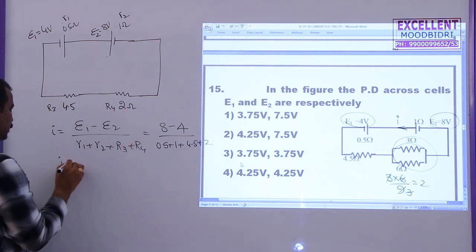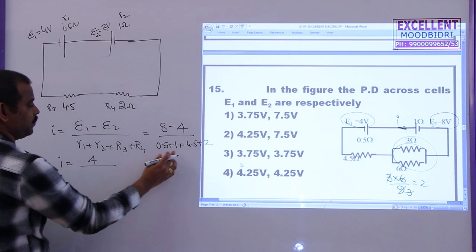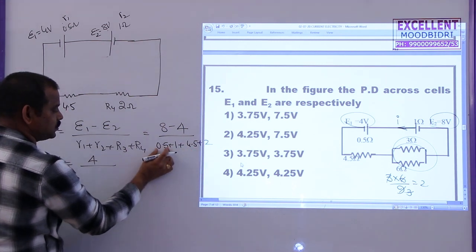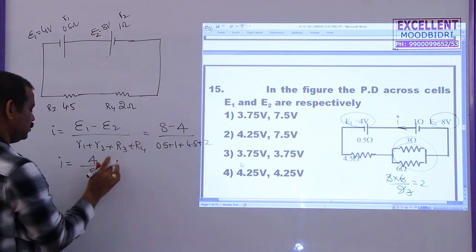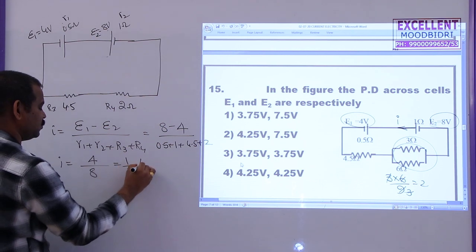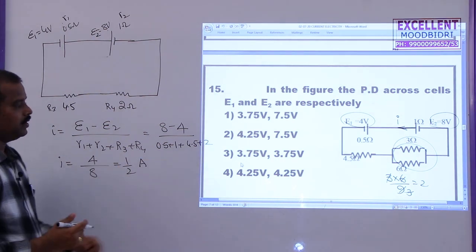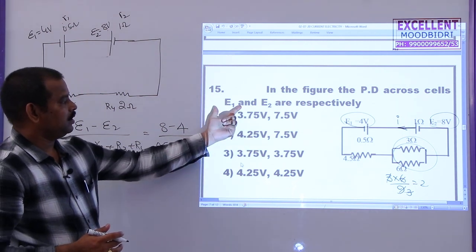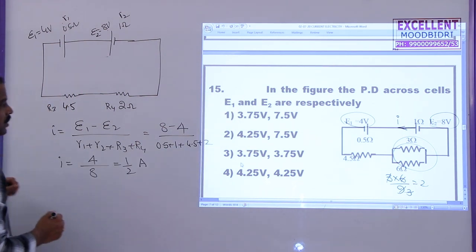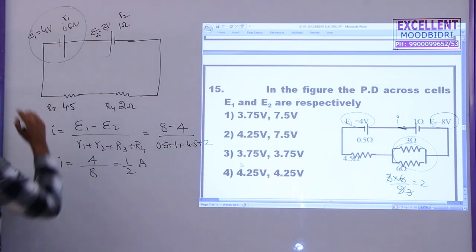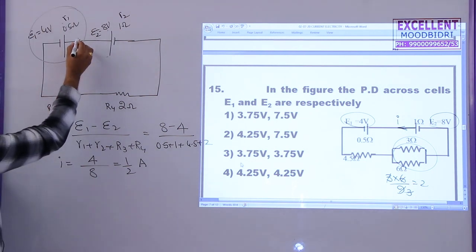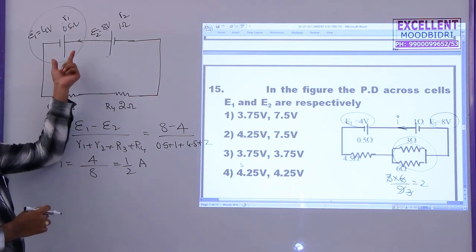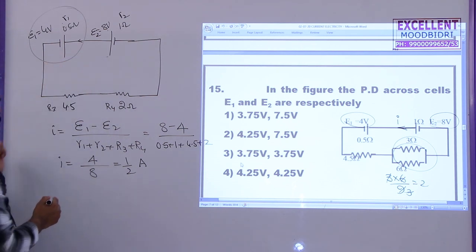So the current is given by 4 by 4.5 plus 5, 6, 7, 8. So the current passing through this circuit is half ampere. When a half ampere current is passing through this, what is the PD across the first and second cell? So this is the first cell. Here current is entering into this one, that is, this cell is being charged by some current.